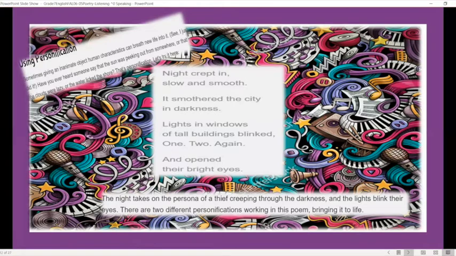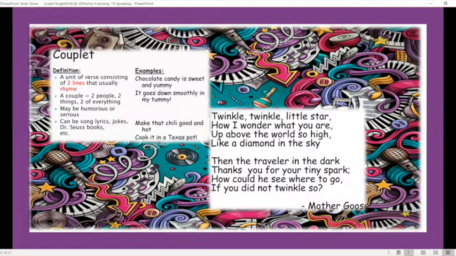And opened their bright eyes. So people are coming home from work and they're putting on their lights. And then when the light stays on, we say bright eyes. So it's bringing the poem to life. It's bringing objects alive, like they're actually real living things. So it's a great effect.